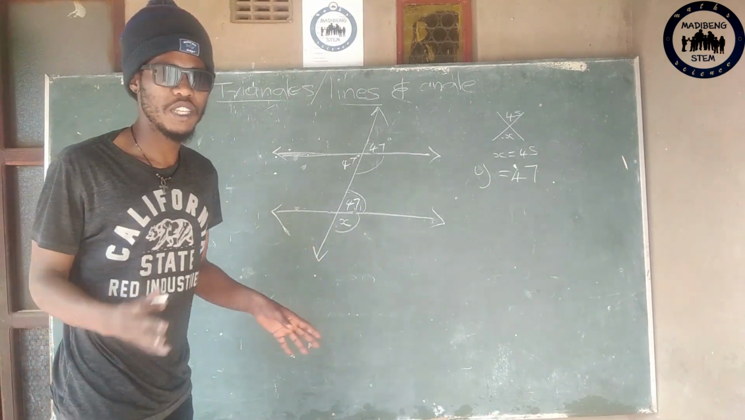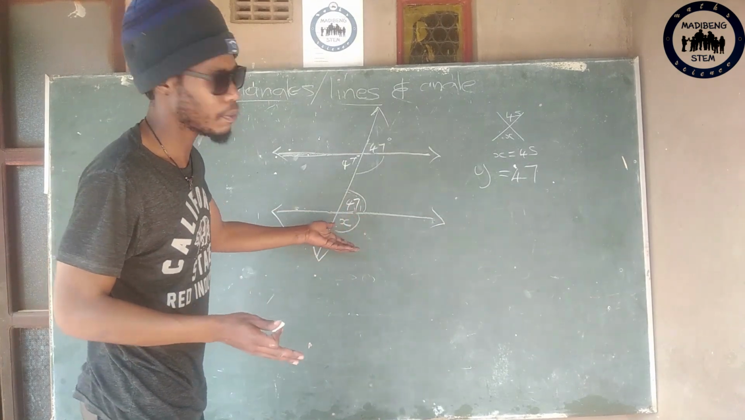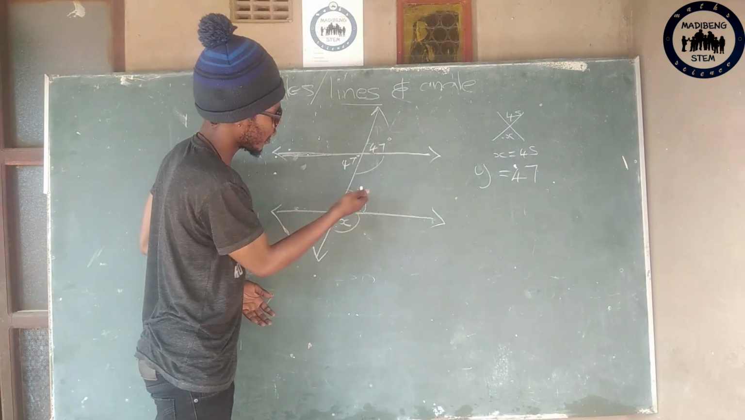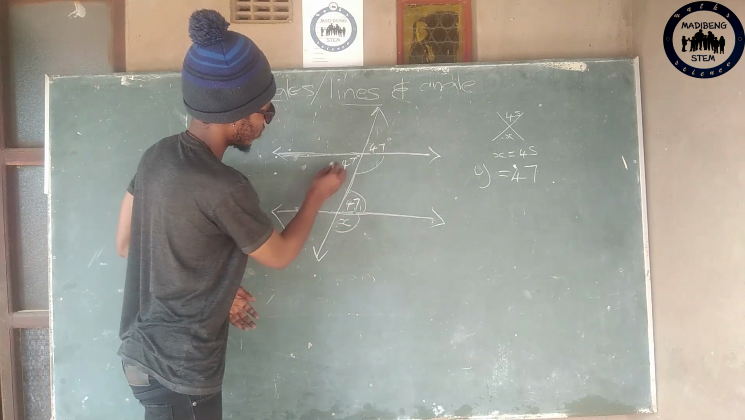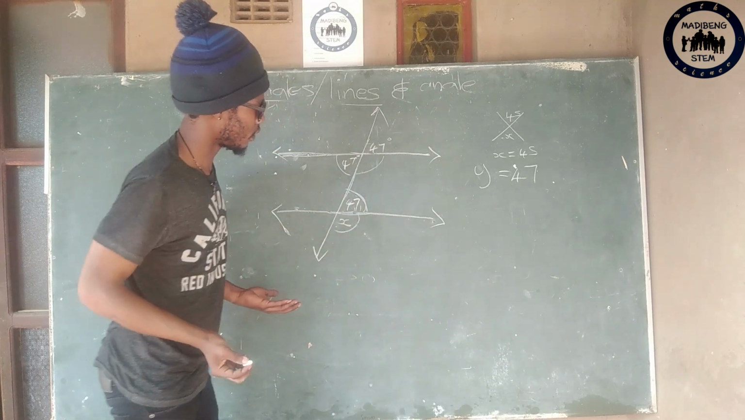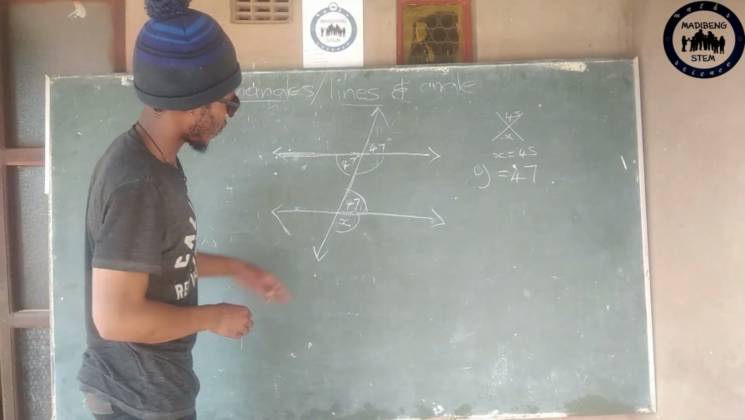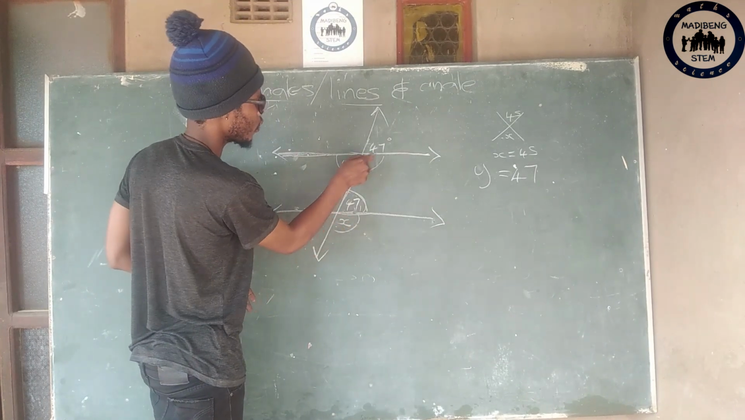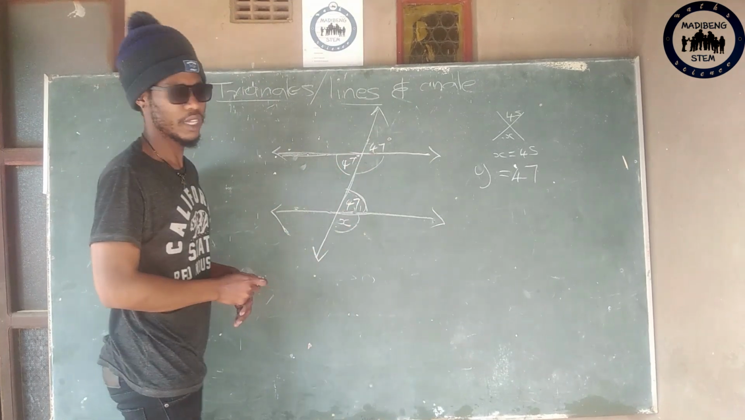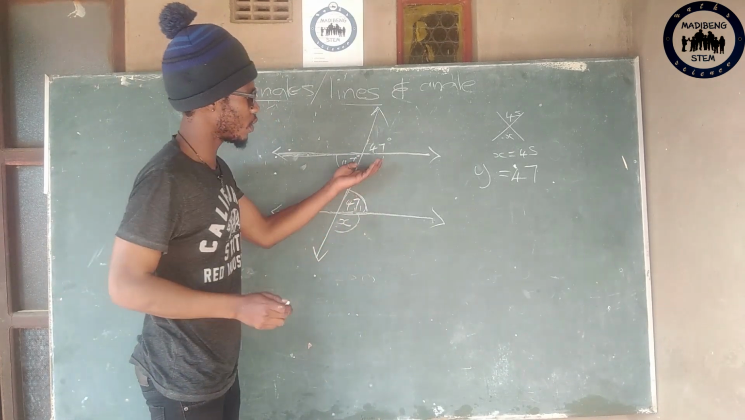You can use different rules to tackle these problems. This is also corresponding angles, also alternating interior angles. You see, this angle is equal to this one. And what is x? Before we can find x, we need to find this one because this one is also equal to this one. They are corresponding to each other. So how do we calculate this angle?